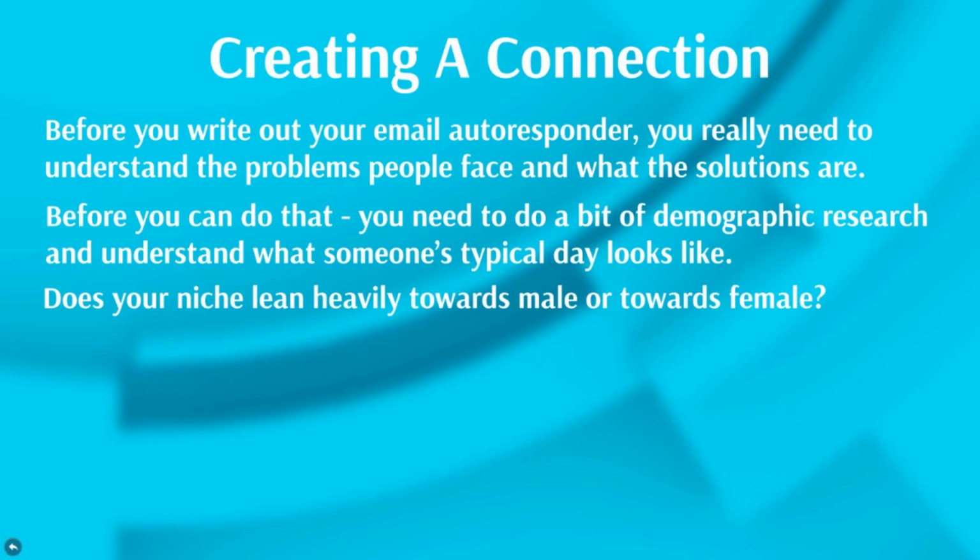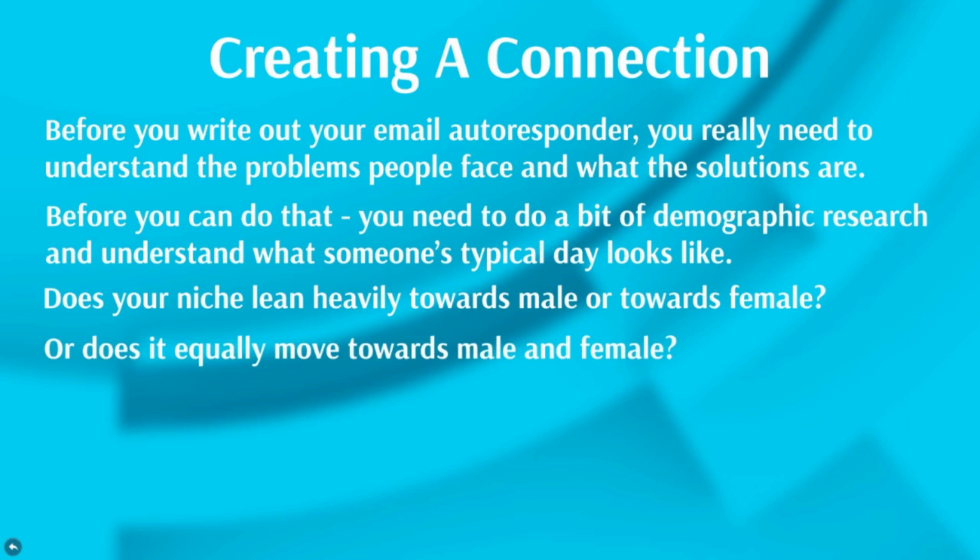So my question to you is, does your prospect within your niche lean heavily towards male or towards female? Or does it equally move towards both male and female? So in other words, in order for it to lean just towards female, is if, let's say, for example, that niche is 90% female, or even 95% female, or even 75%. But even 75%, you're kind of moving towards that 50% so that it's both male and female.